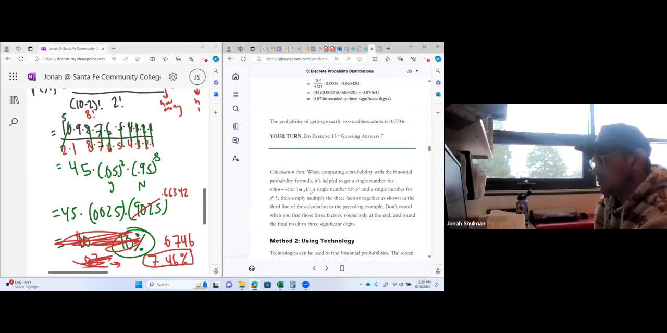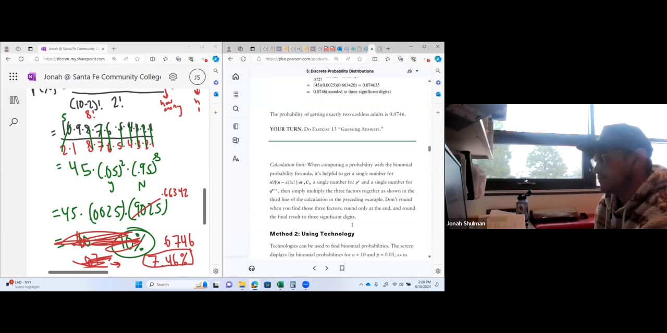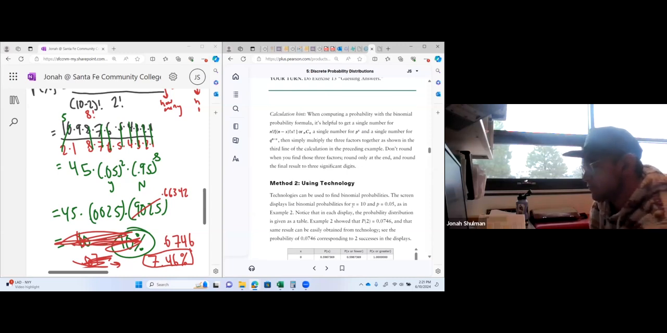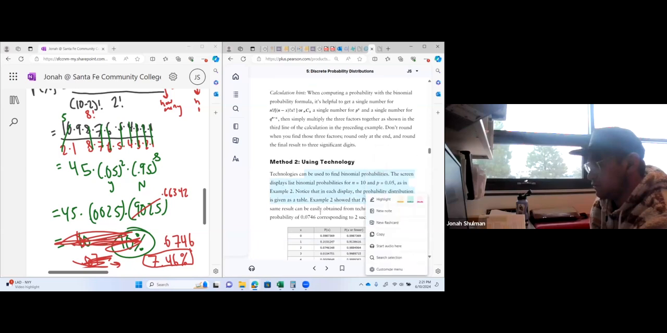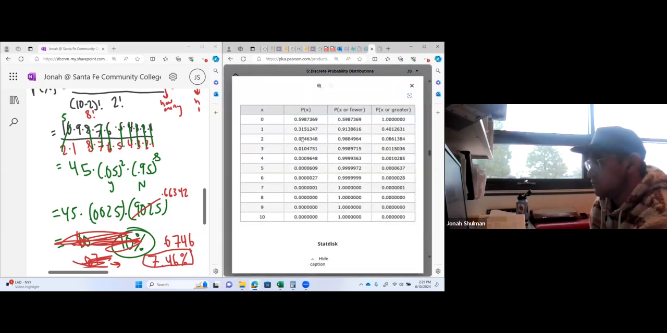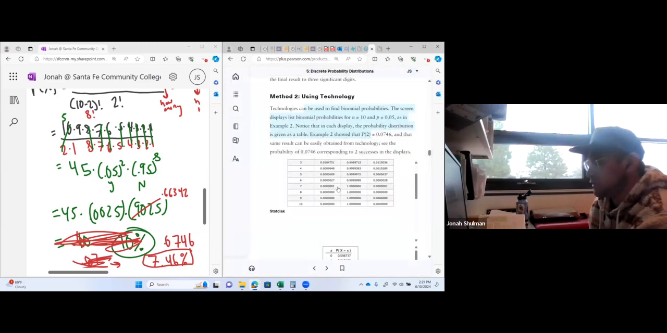Calculation hint: yes, you can use the nCx. Most calculators have this. And then we could also use technology. All right, so let's see how we can use technology to do this. As for binomial probabilities, the screen displays a list of binomial probabilities. As an example, 2. Notice that each display is given, and 2 is the one we do. Here it is. Okay. So let's actually use the technology to find it.